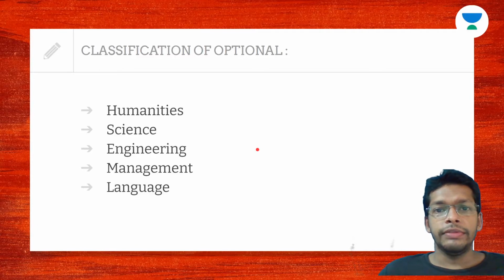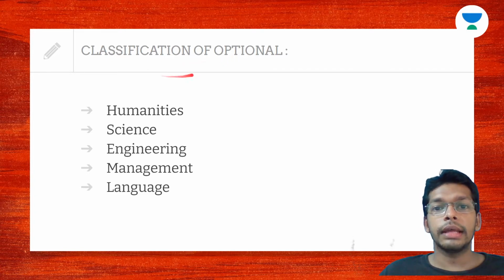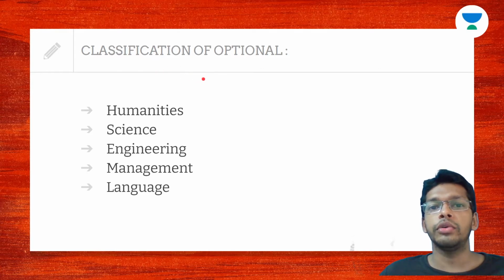Now, if we try to classify the optional subjects, there are subjects available from a variety of streams. That will help you choose which optional is better and more suitable for you. There are subjects from humanities, like sociology, public administration, philosophy, etc. And there are subjects from science also, like the basic sciences, physics, chemistry, mathematics, etc. Then there are engineering subjects as well.